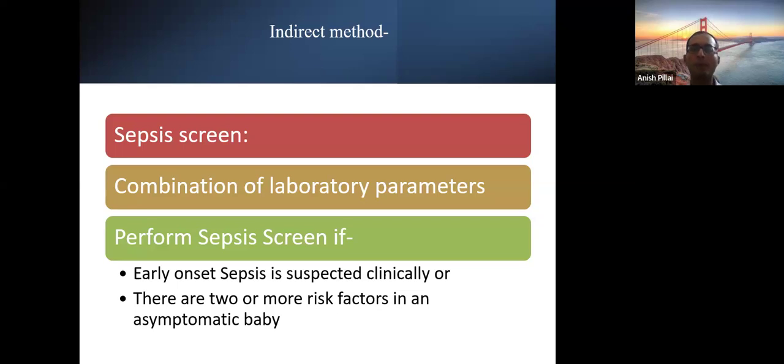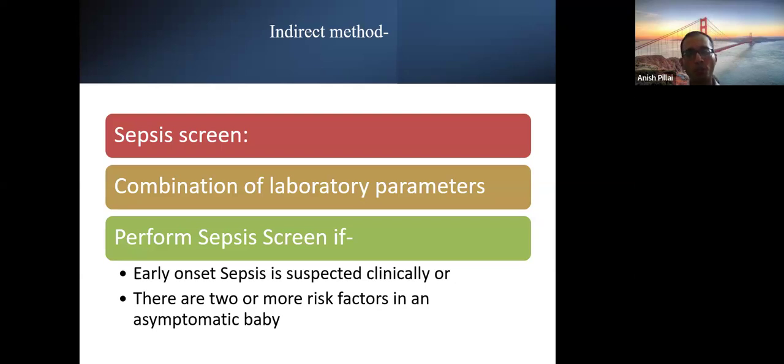So you need to have some more markers. You feel that the baby has sepsis, but the culture is not showing anything. So what can we do in the meantime? What we can do is we can send what is called a sepsis screen. So now these are indirect tests, and they are usually a combination of parameters, because a single parameter is not reliable. So these are sort of screening tests. They are not confirmatory, and you do it only when you suspect sepsis clinically.